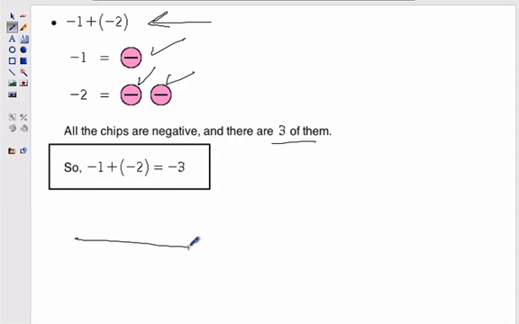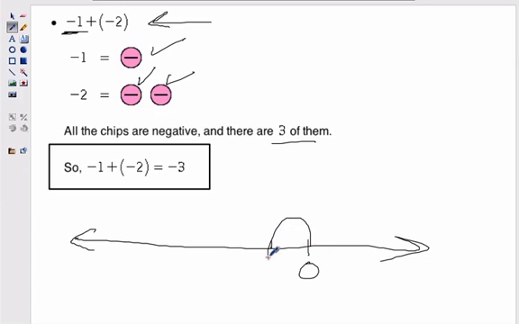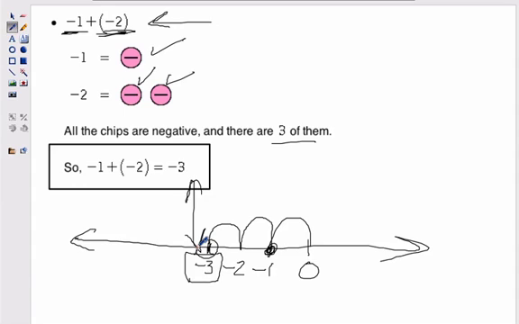If we were to look at our number line and do it that way, I'm going to put a 0 over here because I noticed all of these are negative. So I'm going to go from the 0, -1 place, and then from that -1 I'm going to go -2 more, 1, 2, and where does that end up? That ends up at -3. So again, same answer, different technique. Whichever works for you gets you the right answer.